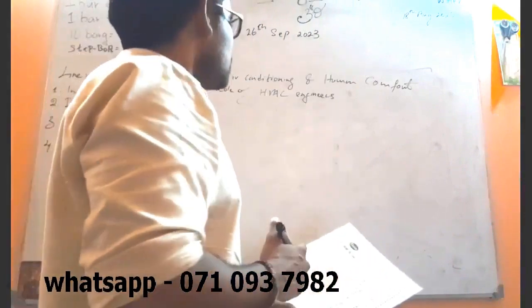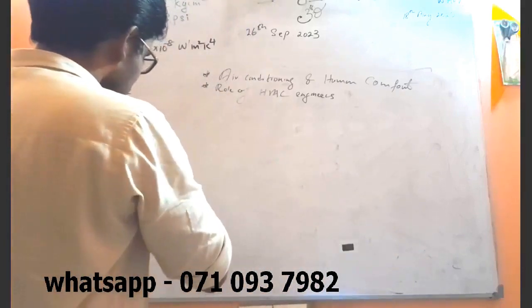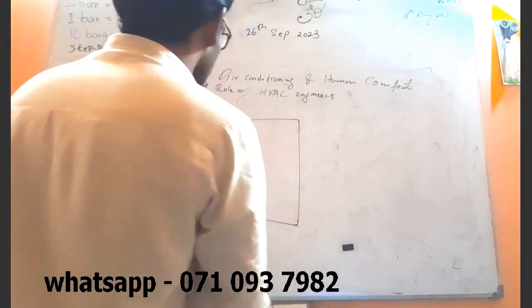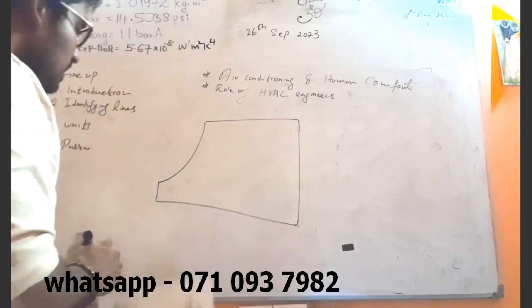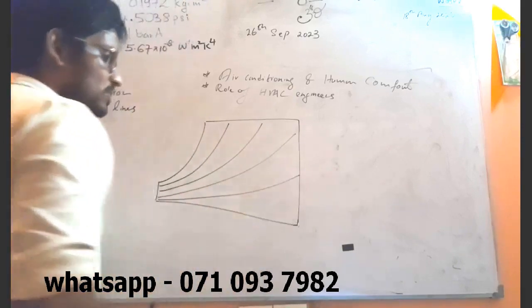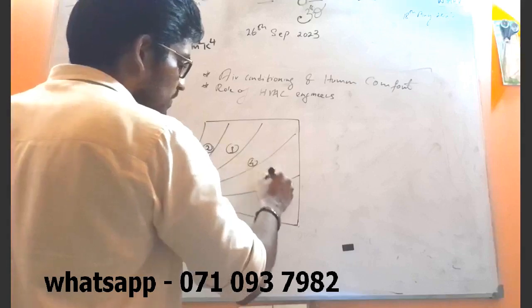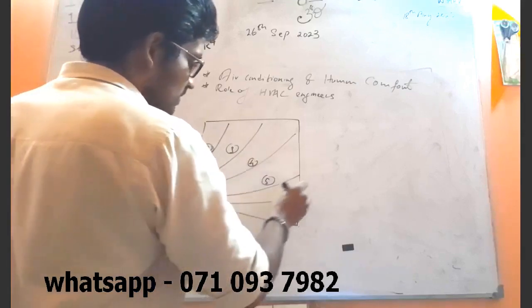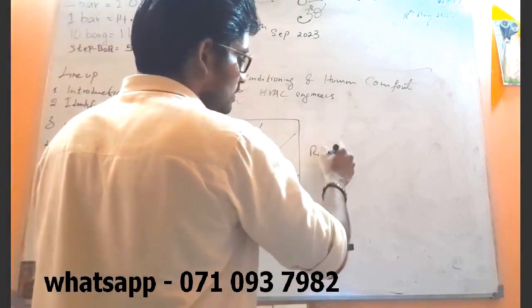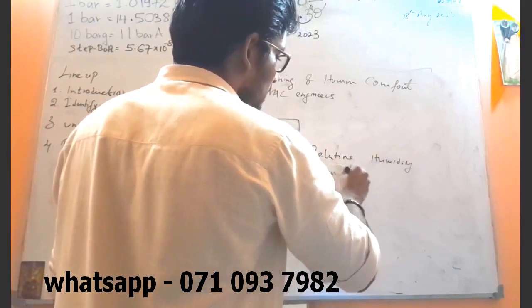Now I will again sketch the shape of the psychometric chart. We know it has the shape of a boot. Now let's study another curve. What are these curves? Curve number 1, curve number 2, and curve number 3, number 4, 5. I will sketch another one, so now we have curve number 6. These curves are defined as relative humidity curves.